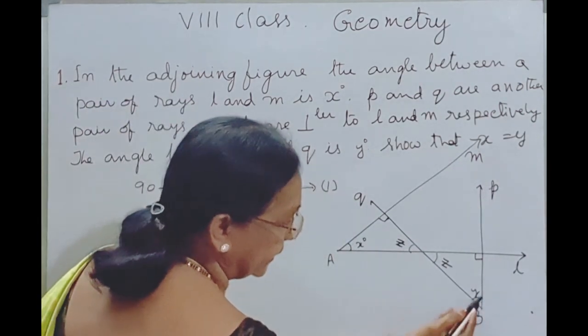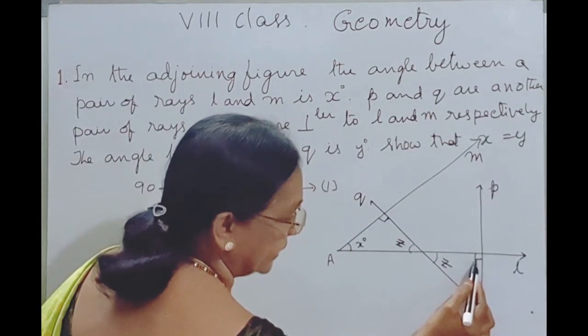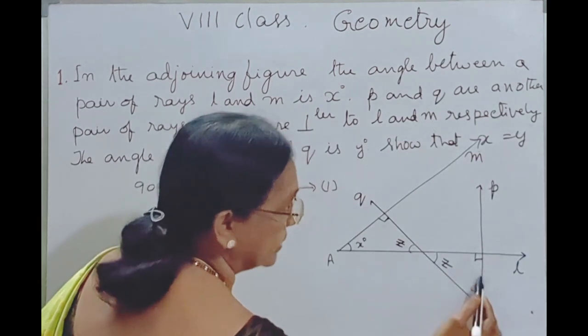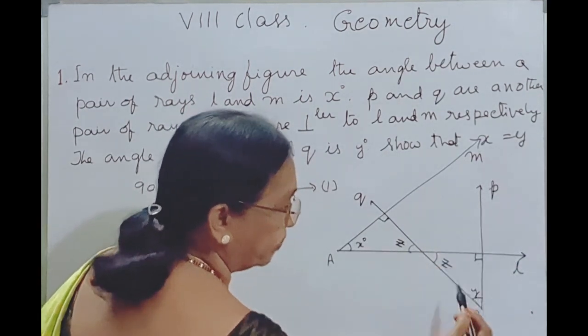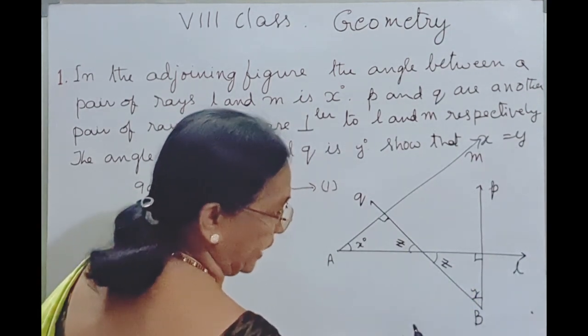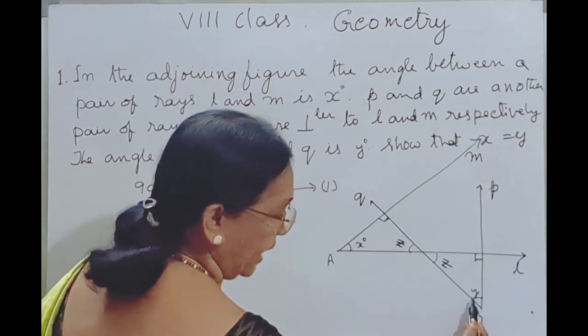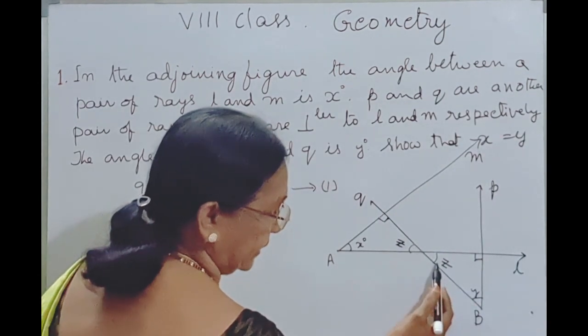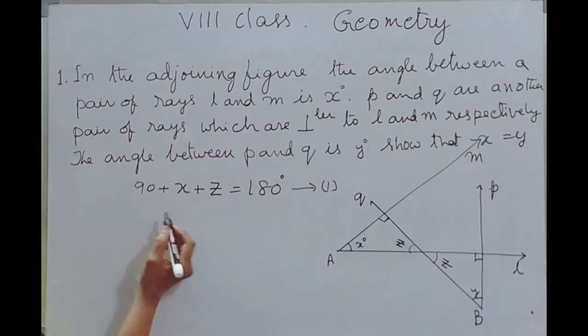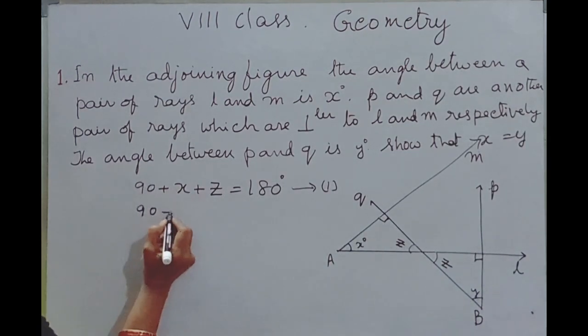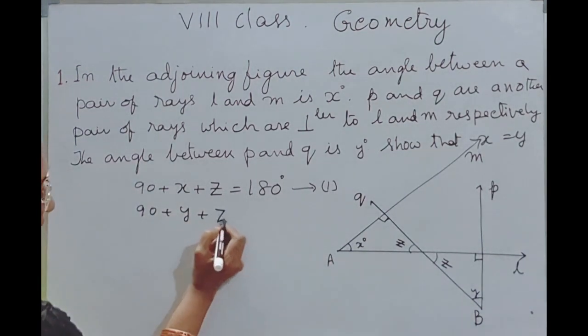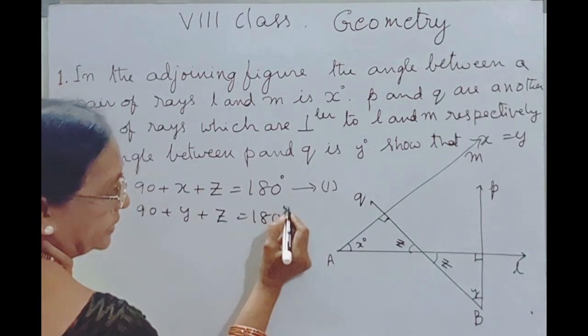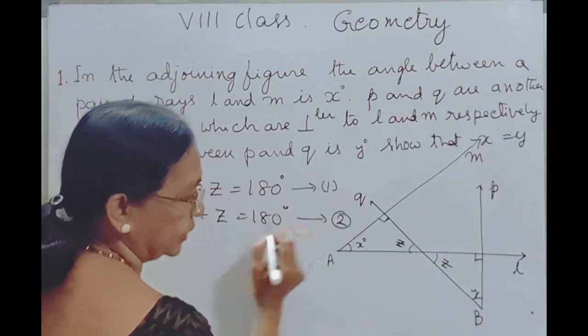Next, considering this triangle, here it is a right angle because this ray P is perpendicular to L. Therefore this is a right angle and this is given as y and this is z. Therefore 90 plus y plus z is equal to 180 degrees. Let this be equation 2.